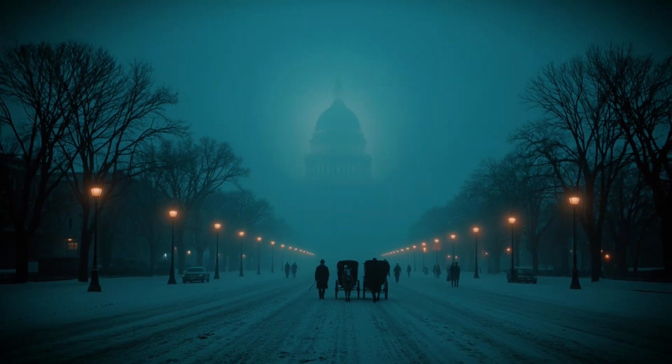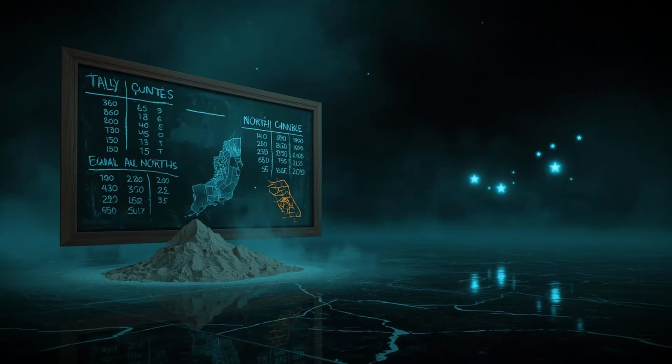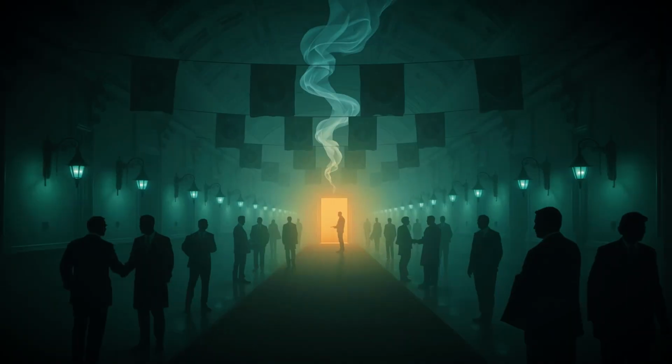The Republicans, despite their momentum, found themselves trapped. They couldn't reach the majority. The Democrats, fractured but stubborn, also faced a wall. The House chamber became a pressure cooker, with the fate of the nation suspended in the air.